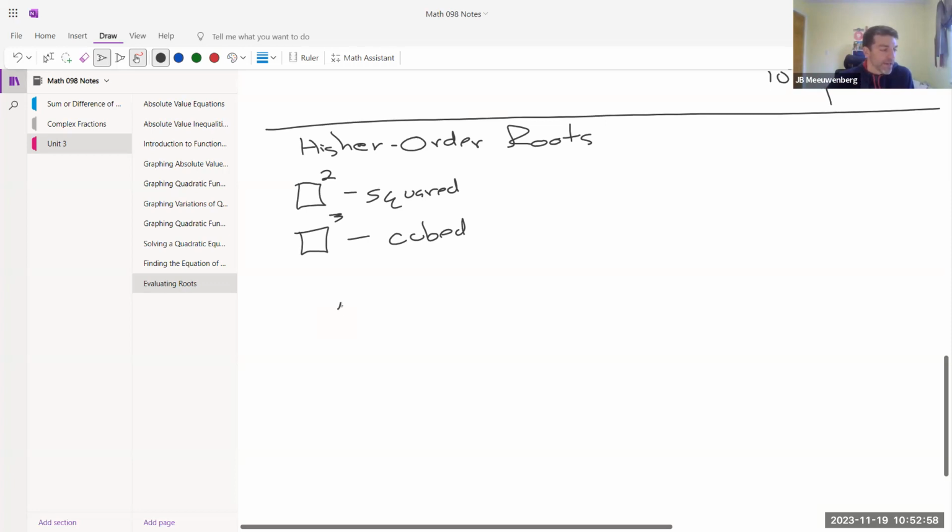So if I put the normal radical symbol, inside I put a number 8, but I put a number right there. I put a 3 right there.